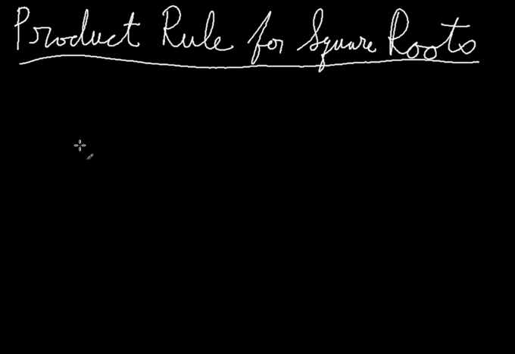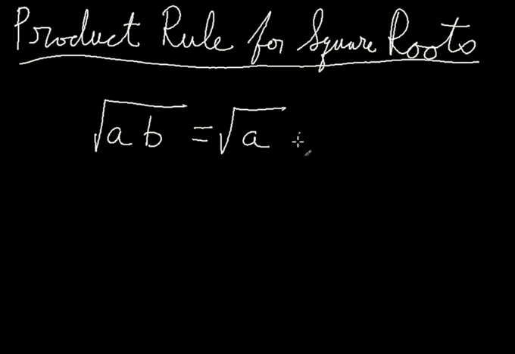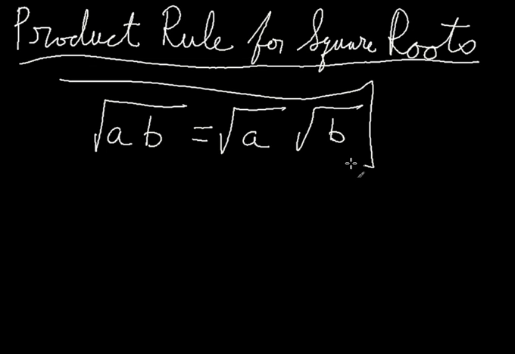In this video, I want to talk about the product rule for square roots, which is basically how multiplying works with square roots. So let's look at the general rule: any real number a times any real number b within the square root can be broken up as the square root of a times the square root of b. Okay, so this is the product rule for square roots.